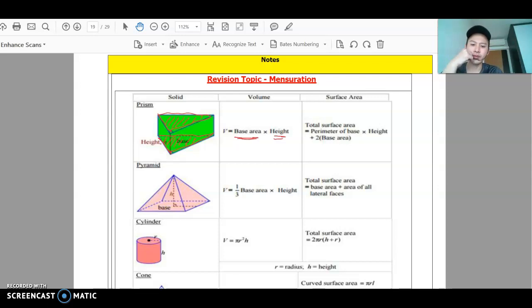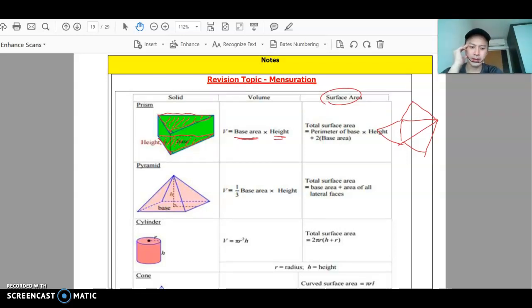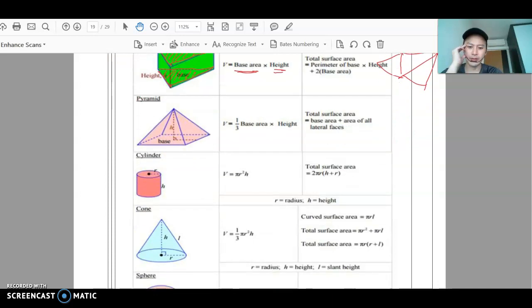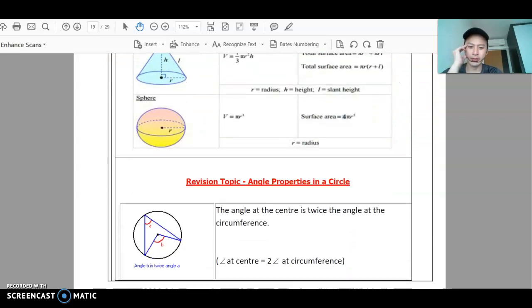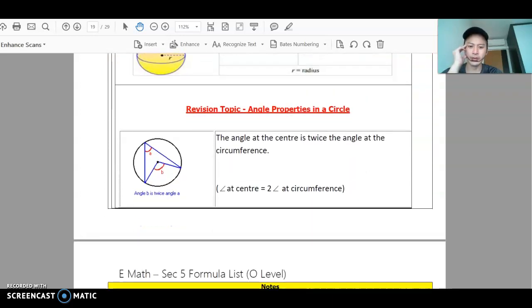Okay, so to find the surface area, of course, you have to break it down and open it up. You have to draw the net. For example, here you have to draw the triangle here, draw the triangle here, there's another triangle here, and so on and so forth, to find the total surface area. Right, so you can see that next will be, of course, a cylinder, cone, and sphere. I will leave it for you to just read on your own.